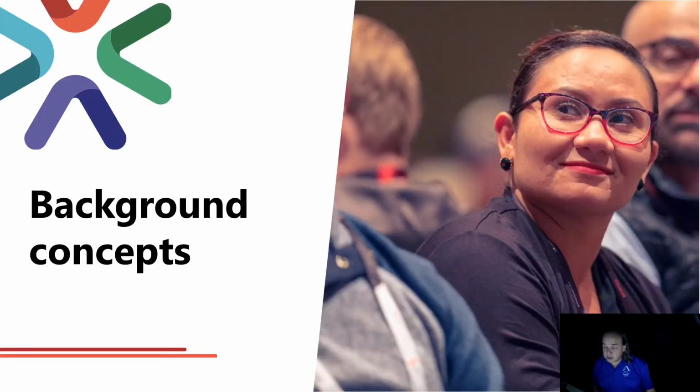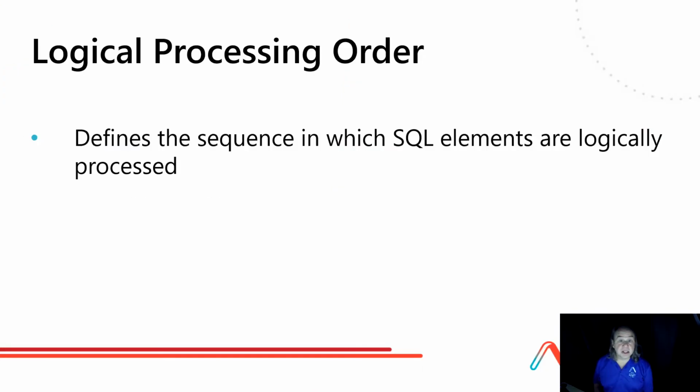The first thing that I want to cover is a couple of background pieces of information that will help us to better understand some of the information that we're going to see coming out of the SQL Server operation. The first of these is the concept of logical processing order. What logical processing order does is to identify the sequence of events that have to happen in order to get the correct results.